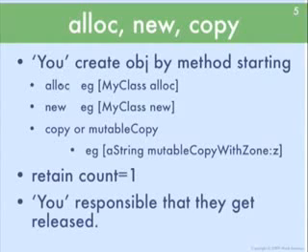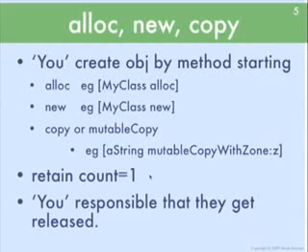So you create new objects with alloc, but there are also a few methods starting with the word new that create new objects, and you can also create new objects with copy methods, which start with copy or mutableCopy. So for example, on NSString or NSMutableString, there's the method mutableCopyWithZone. Those methods of creating new objects are all cases where you get an object back where the retain count is 1.